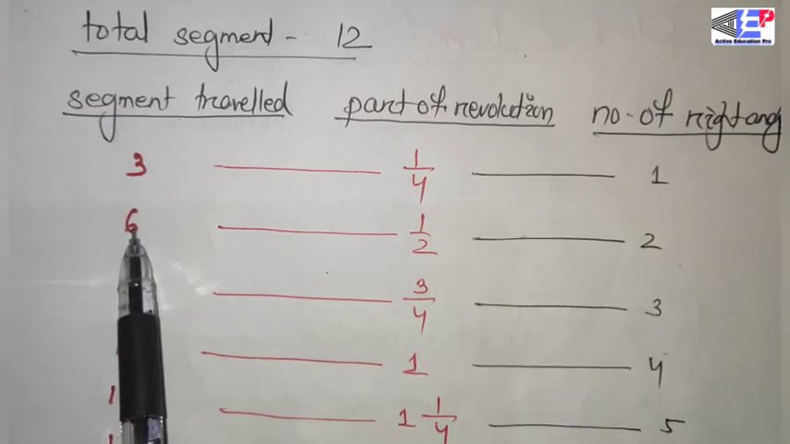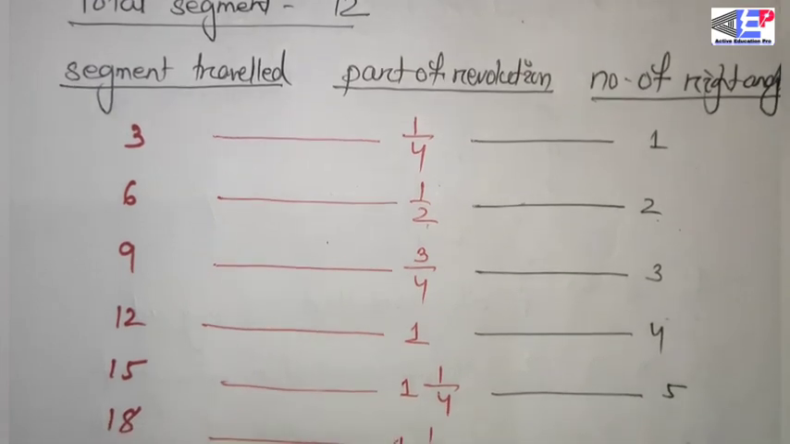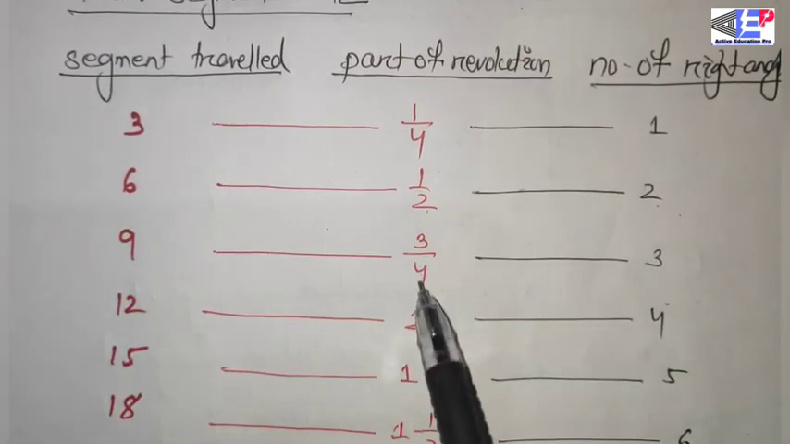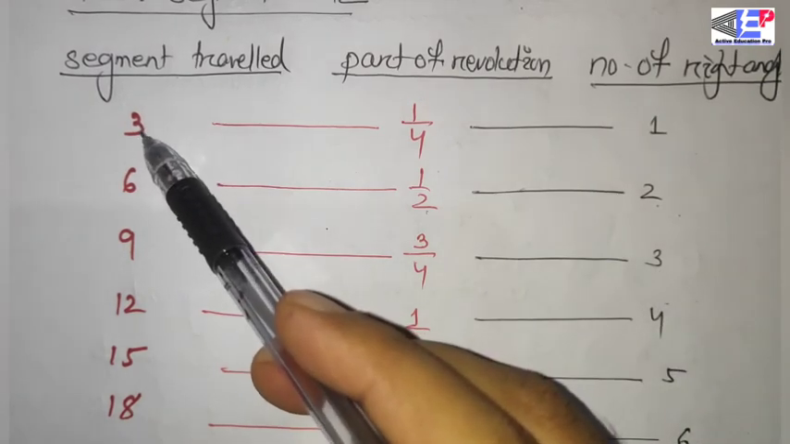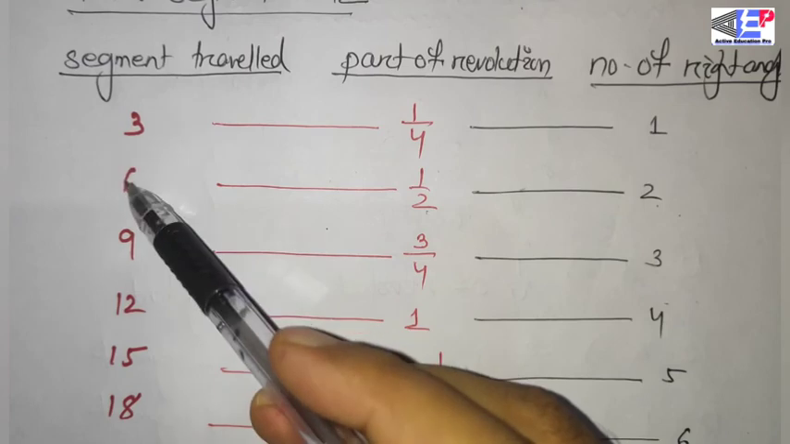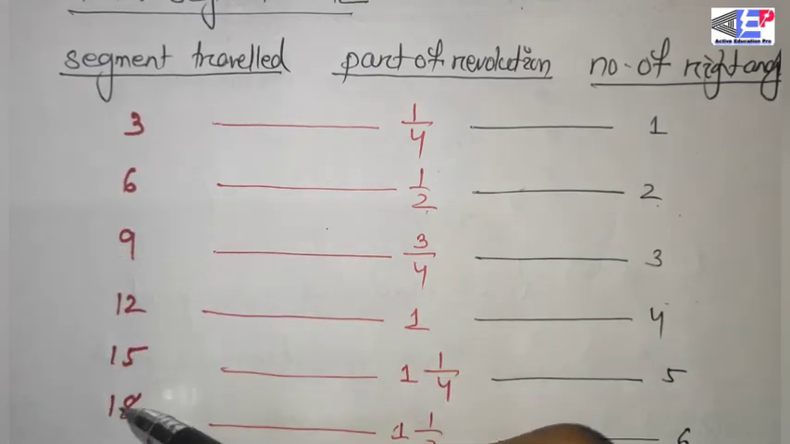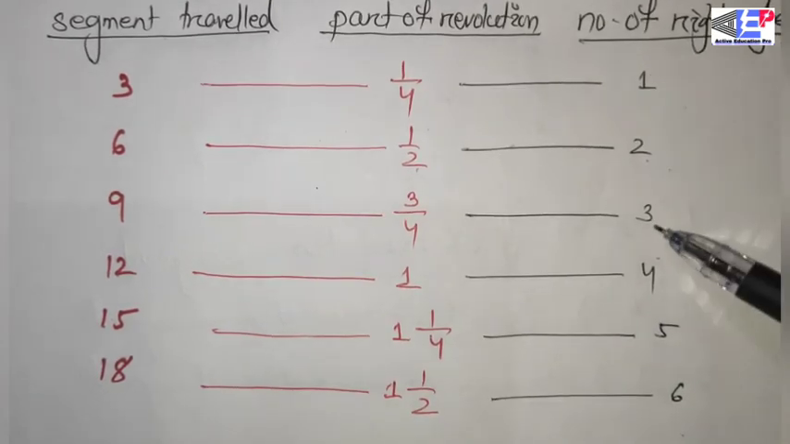When you move 6 segments, it is half of revolution. This is 2 right angles. Similarly, 9 segments is 3/4 and it is 3 right angles. Look here, the segments traveled increase by 3. 3 plus 3 is 6, 6 plus 3 is 9, 9 plus 3 is 12, 12 plus 3 is 15, 15 plus 3 is 18. So the number of right angles also increases by 1.